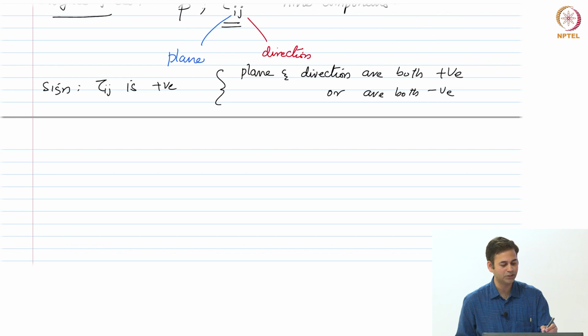And what about the pressure? In which direction does the pressure act on the fluid element? Pressure is always a compressive force, compressive or tensile? It's always compressive, right? It always acts on the fluid element trying to compress the fluid.